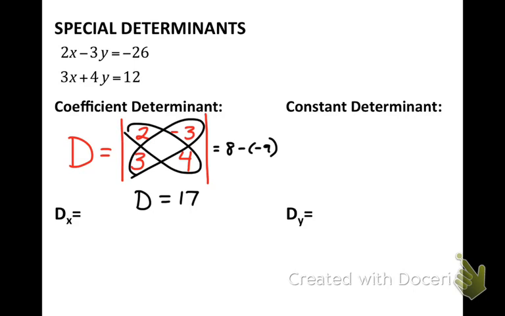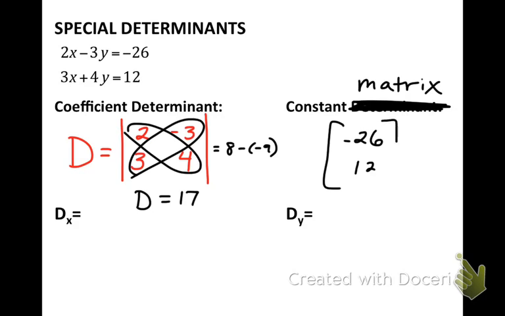If we think about our constant determinant, actually it shouldn't even be determinant. This should say matrix, because you can't find the determinant of a 2 by 1. Now think about our constant matrix. Our constant matrix is just negative 26 and 12. Again, we can't find a determinant of that, but we need this when we come up with my determinant of my x, so a subscript of x, and my determinant of my y, subscript of y.